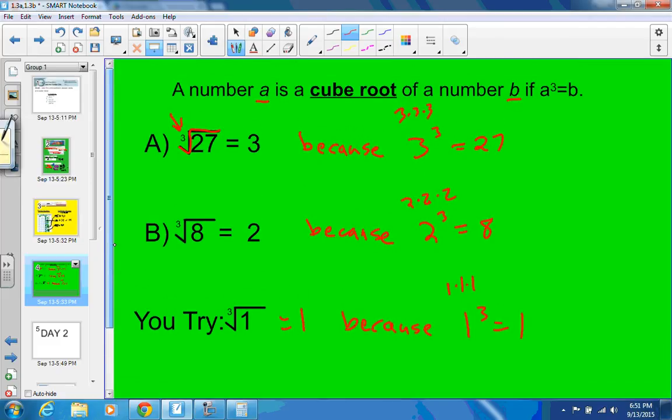Make sure if you have questions on this, and there is a slight difference between square roots and cube roots, you bring them to class. We're going to do some practice with this, and hopefully you'll feel more comfortable doing this.